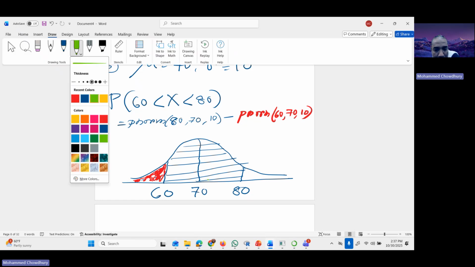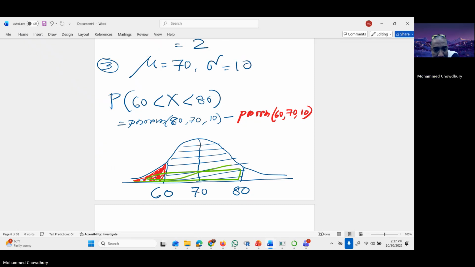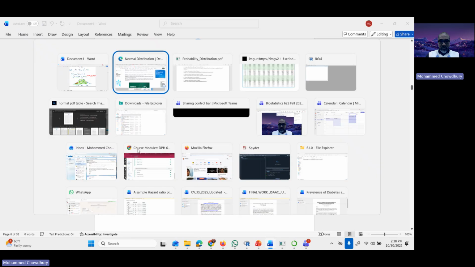What is the green area? Green area is this. Okay. So green area is this one and red area is this one.